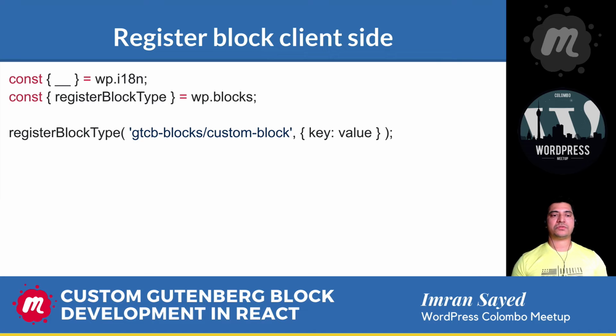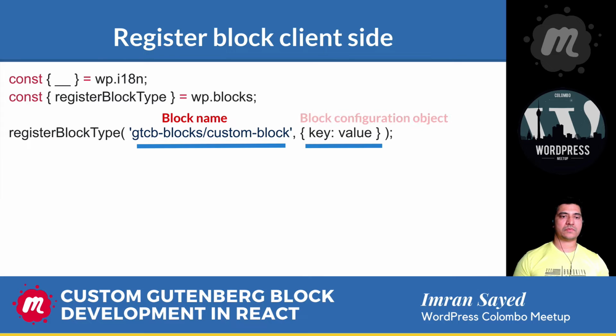So you call this function registerBlockType, and this over here that you see, this is the block name, all right, and this is the key value pair. So this is the block configuration object on the right hand side, the second parameter that you see.